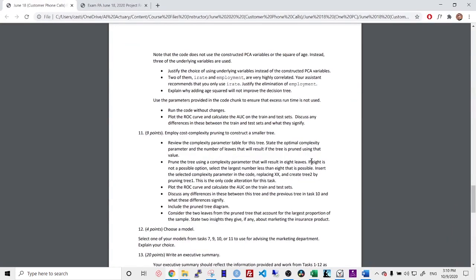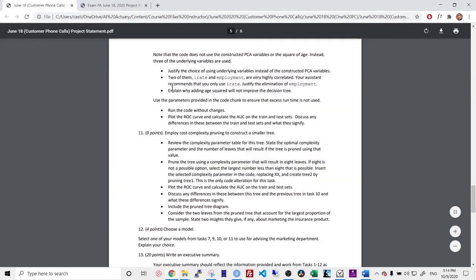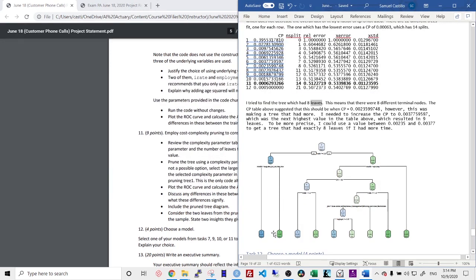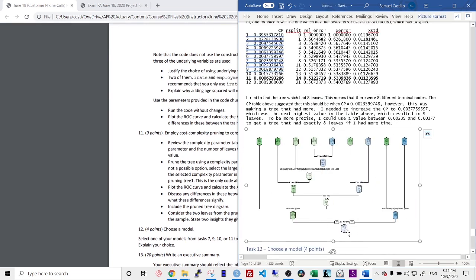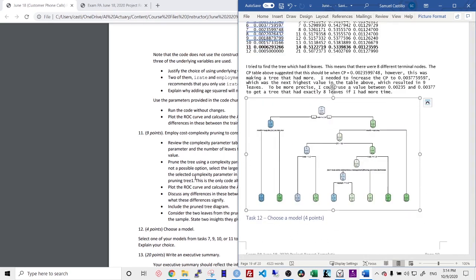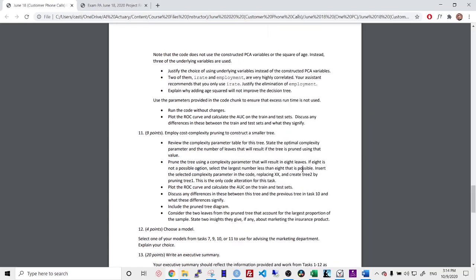Oh, and they actually say, if 8 is not a possible option, select the largest number less than 8 that is possible. What are the leaves? The leaves are the endpoints of the tree. If you think about this upside down, so that on the bottom you have the roots of the tree and then the branches going up, just remember that at the very top you'd have the leaves. These are just the terminal nodes of the tree. So in this case, we want a tree that has 8. This tree has 1, 2, 3, 4, 5, 6, 7, 8, 9. We want specifically 8 or less than 8.